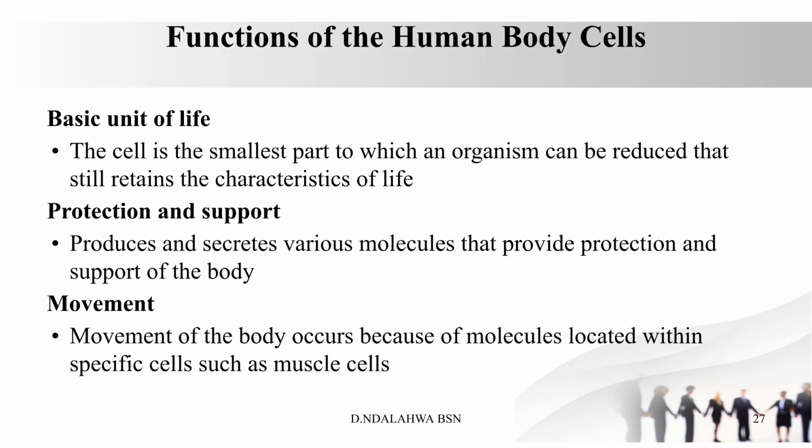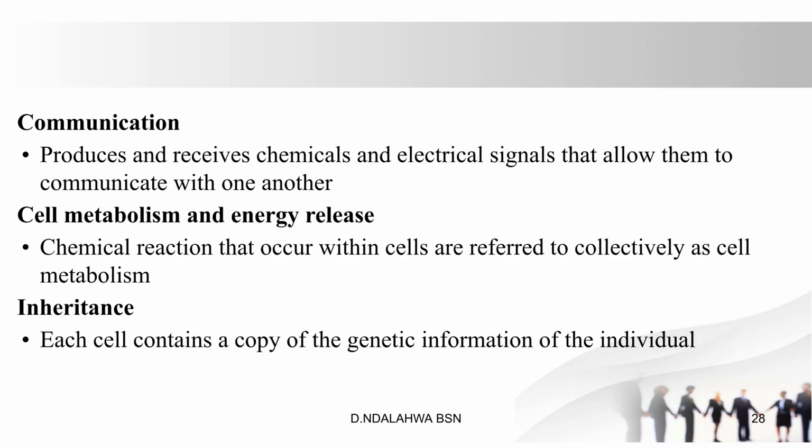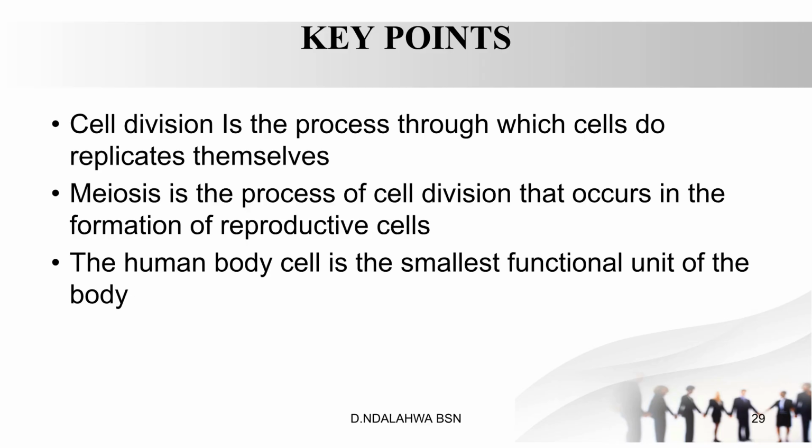Functions of human body cells include being the basic unit of life, providing protection and support, and enabling movement through specific molecules like those in muscle cells. Cells also function in communication by producing and receiving signals, performing metabolism for energy release, and facilitating inheritance by containing genetic information. Key points to remember are that cell division is replication, meiosis forms reproductive cells, and the human body cell is the smallest functional unit.